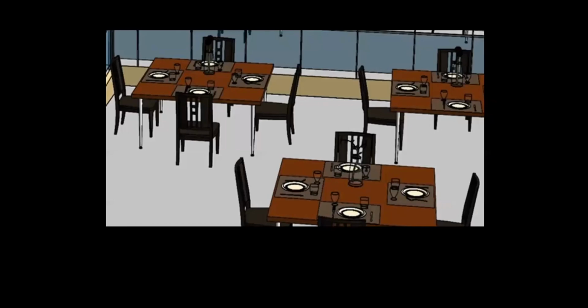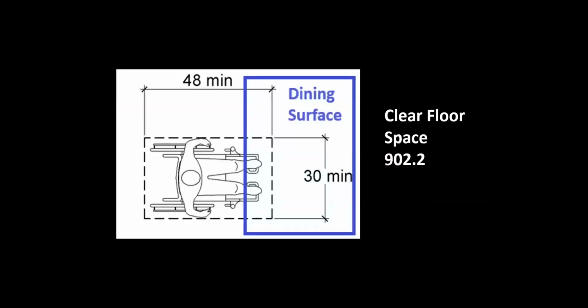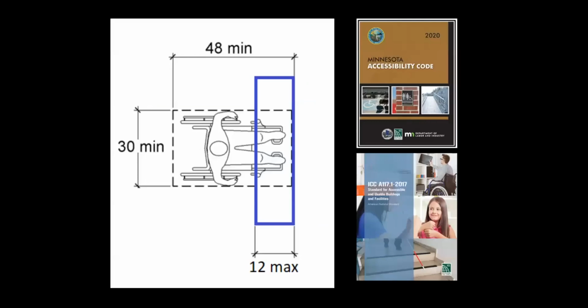The advisory note and the standards state that dining surfaces include but are not limited to bars, tables, lunch counters, and booths. A clear floor space positioned for a forward approach shall be provided, and knee and toe clearance shall be provided as well. There is an exception in the 2020 Minnesota Accessibility Code and the ICC A117.1 standard that reads, a drink surface 12 inches or less in depth, knee and toe space shall not be required to extend beneath the surface beyond the depth of the drink surface provided.